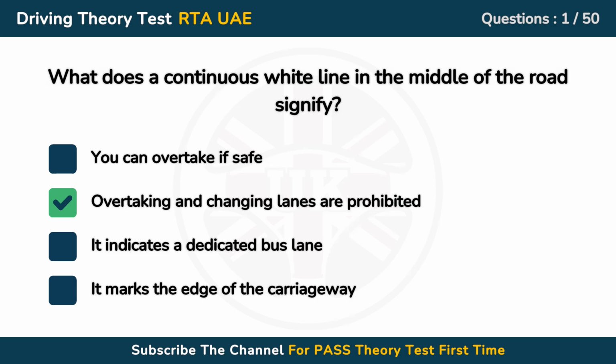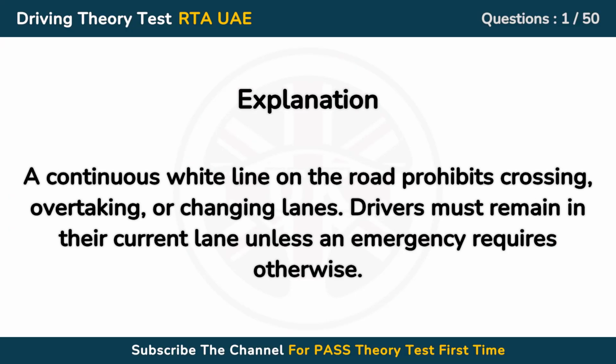Answer is B. Overtaking and changing lanes are prohibited. A continuous white line on the road prohibits crossing, overtaking, or changing lanes. Drivers must remain in their current lane unless an emergency requires otherwise.